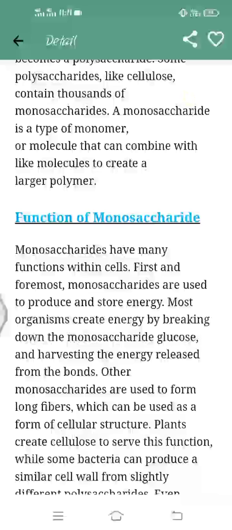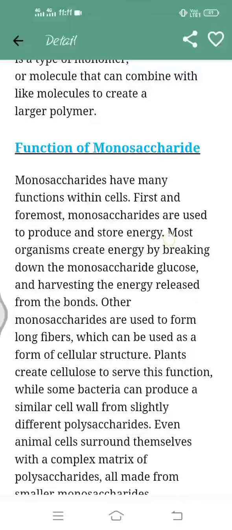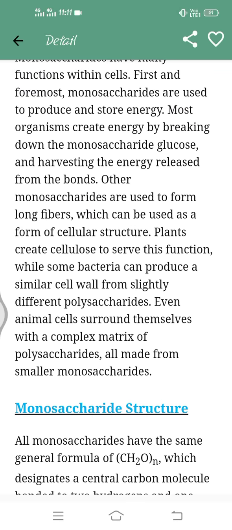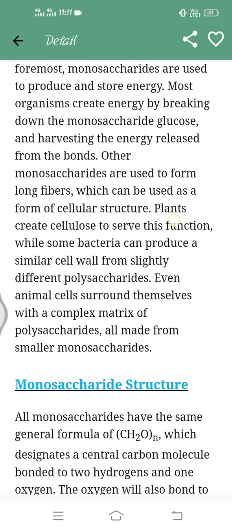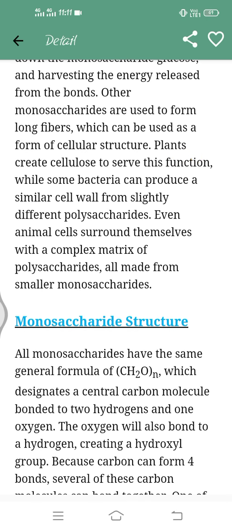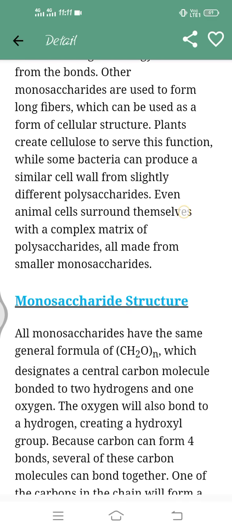Plants create cell walls to serve these functions, while some bacteria can produce a similar cell wall from a slightly different polysaccharide. Even animal cells surround themselves with a complex matrix of polysaccharides, all made of smaller monosaccharide structures.